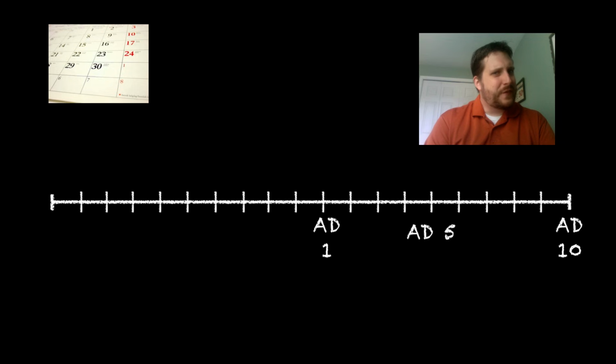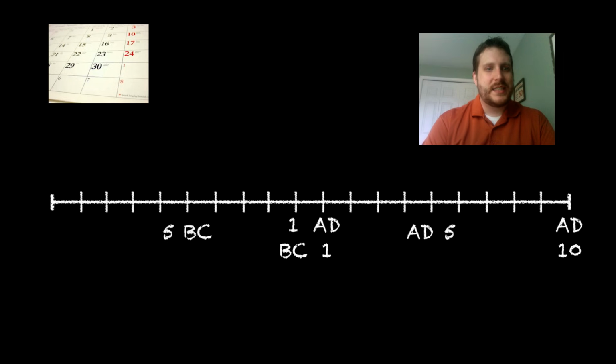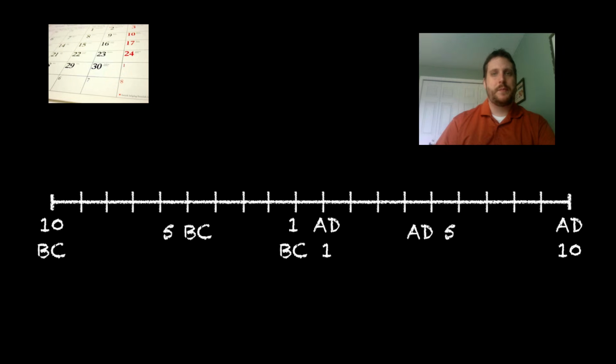But what about the years before AD? Well, the first one there is 1 BC. Then after that, 5 BC and 10 BC. So if you're looking at this and you know what a number line looks like, you know that 10 BC comes before 5 BC, and 5 BC comes before 1 BC.